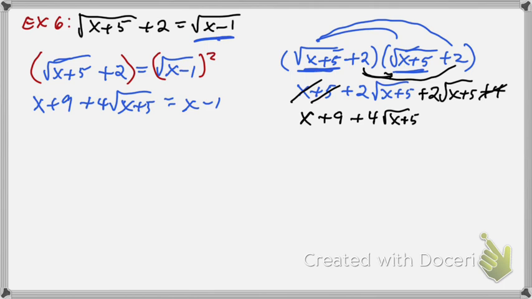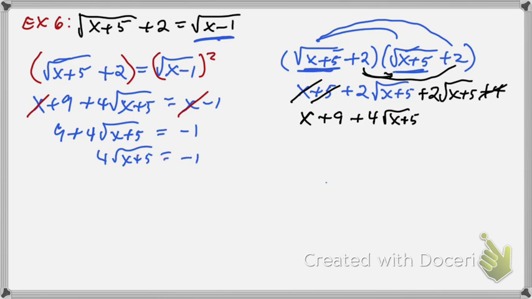Stop and think a minute. Does that make sense? All right, so my x's cancel. So when the smoke clears, I've got 9 plus 4 of these guys equals negative 1. I'll bring my 9 across, because now I'm back to, I want to isolate that radical. So I've got 4 square root of x plus 5 equals negative 10.